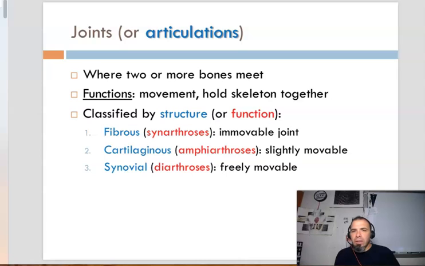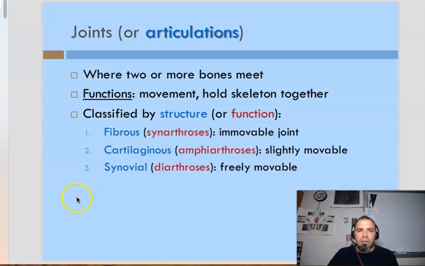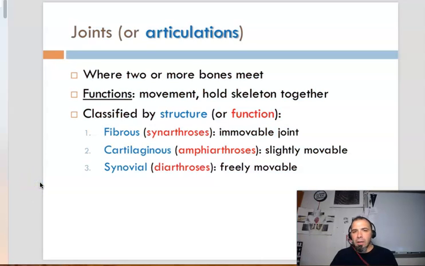So joints, or articulations, are where two bones meet, and we've already talked about these before. When we talk about these, the functions are movement and holding the skeleton together, and they're classified as either fibrous, cartilaginous, or synovial. The fibrous being sutures, cartilaginous would be things like in the rib cage and the vertebrae, and then synovial, they're freely movable.